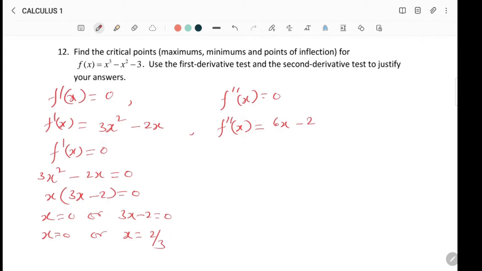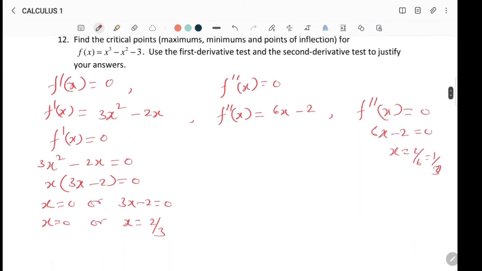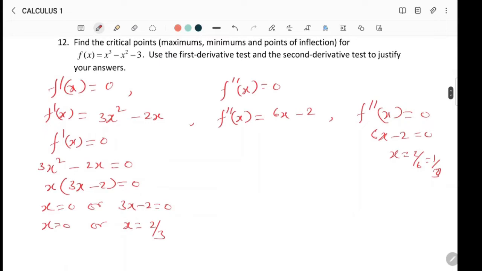Okay, and now for point of inflection, we know that f double dash x should be 0. 6x minus 2 equals 0. x equals 2 over 6, which is 1 over 3. Okay, so critical points, we need to find first critical points. So when x is 0, then what about f of 0, guys? Just put 0 here.